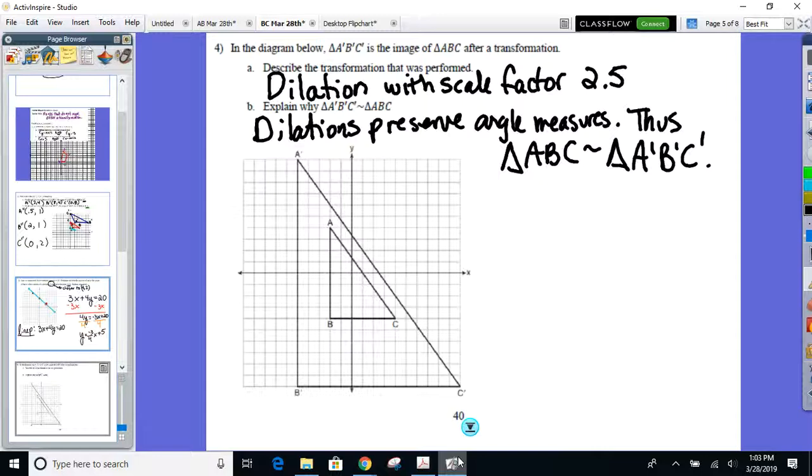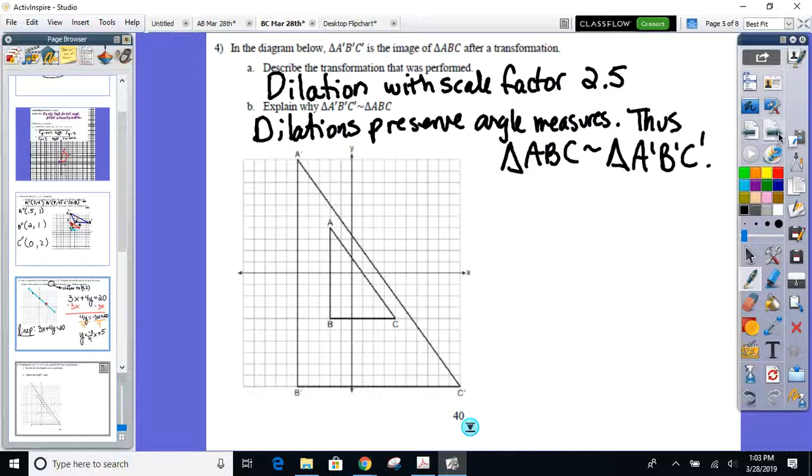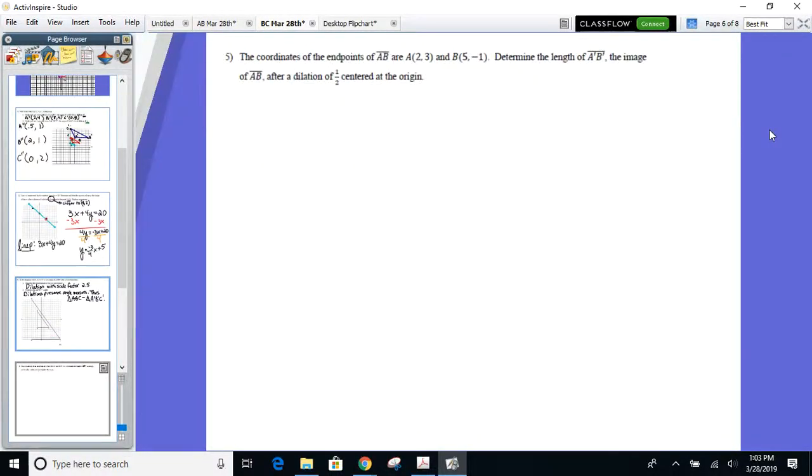Did anybody cut it in half, then find the distance? Did anybody find the distance and cut it in half? Because that's the other way to do it. So either you dilate the points first, then use distance formula, or you use distance formula first and then cut it in half. Either way, what'd you get?